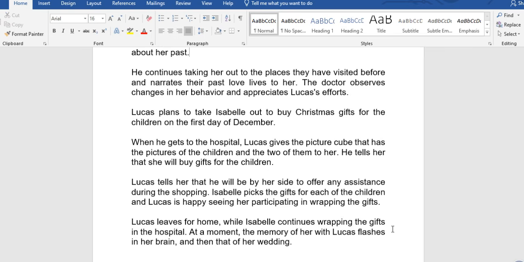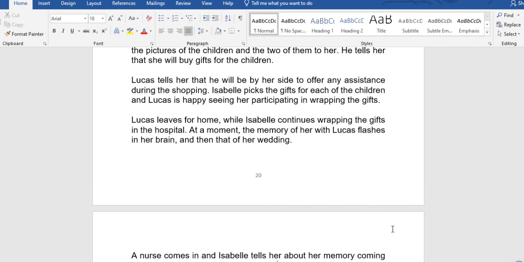Lucas plans to take Isabel out to buy Christmas gifts for the children on the first day of December. When he gets to the hospital, Lucas gives her the picture cue that has the pictures of the children and the two of them. He tells her that she will buy gifts for the children. Lucas tells her that he will be by her side to offer any assistance during the shopping. Isabel picks the gifts for each of the children, and Lucas is happy seeing her participating in wrapping the gifts.